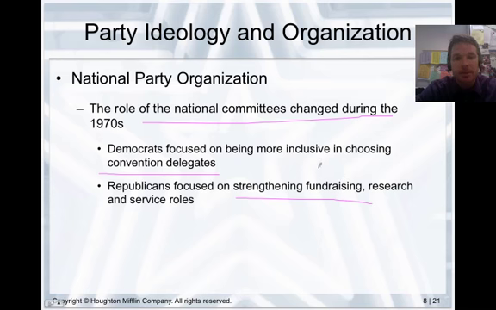And the Democrats are trying to be more inclusive of everybody, and not just the traditional white guy who's in charge, who's involved in politics. We want to be inclusive and reach out to all groups of people. And the Republicans said, we think that a way to help us get more members elected is if we really build a strong fundraising base.